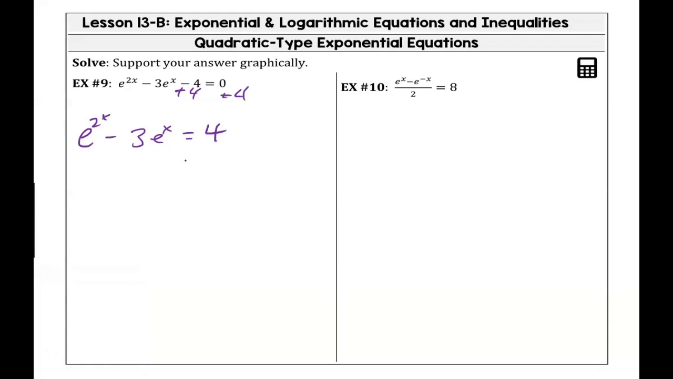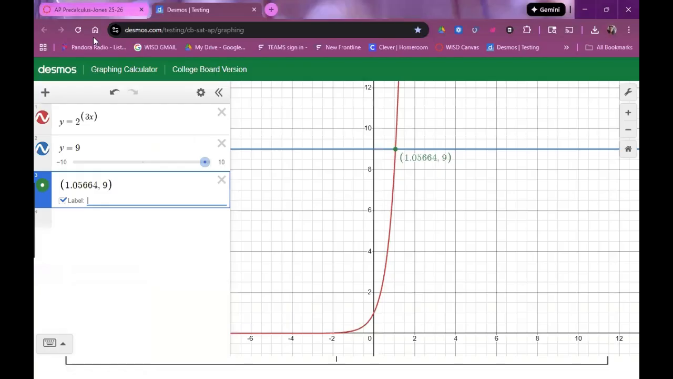No, there's not. So at this point, this is going to be my y1. This is going to be my y2. And the goal here is to find the what? Intersection. Let's go back to our handy dandy calculadora.